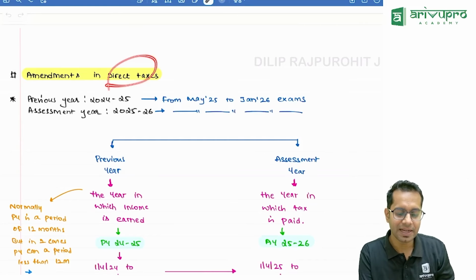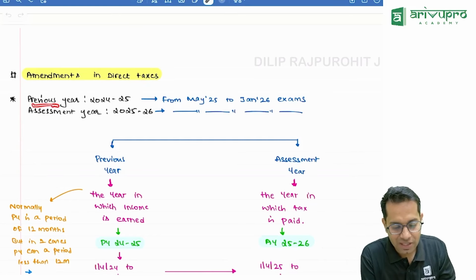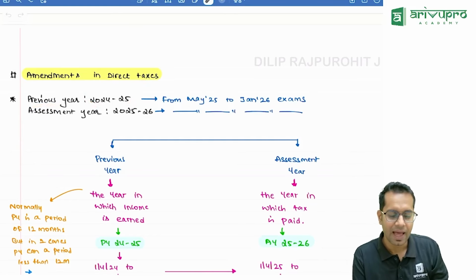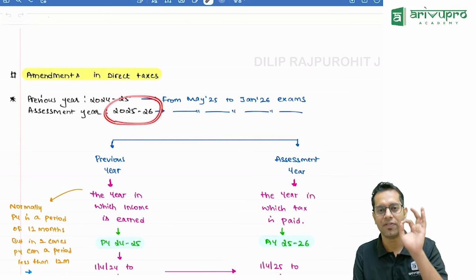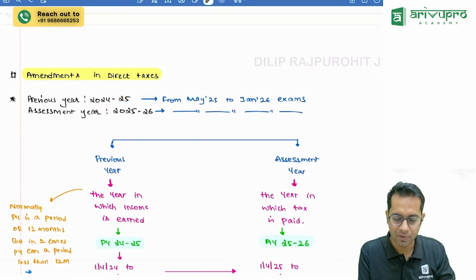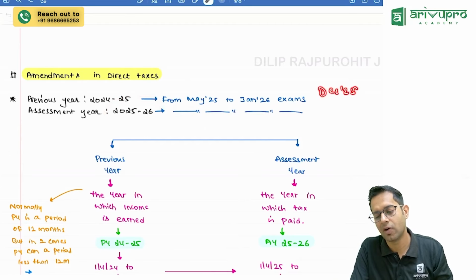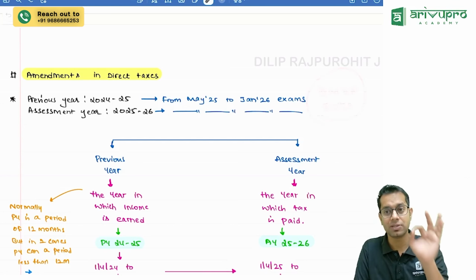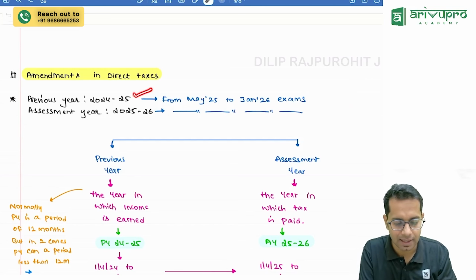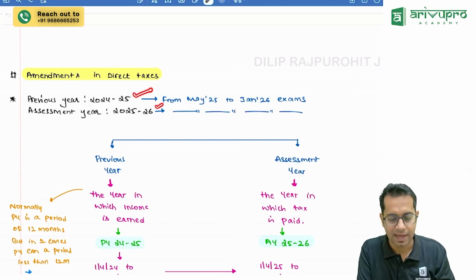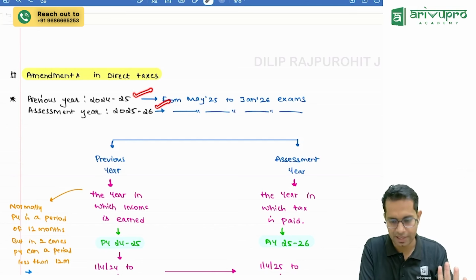Now, amendments in direct taxes. I hope you all know, for your examination, the previous year is 24-25 and the assessment year is 25-26. Meaning, for those who are writing your examination till December 25, or for CA students writing examination in Jan 26, the previous year will be 24-25 and the assessment year will be 25-26.